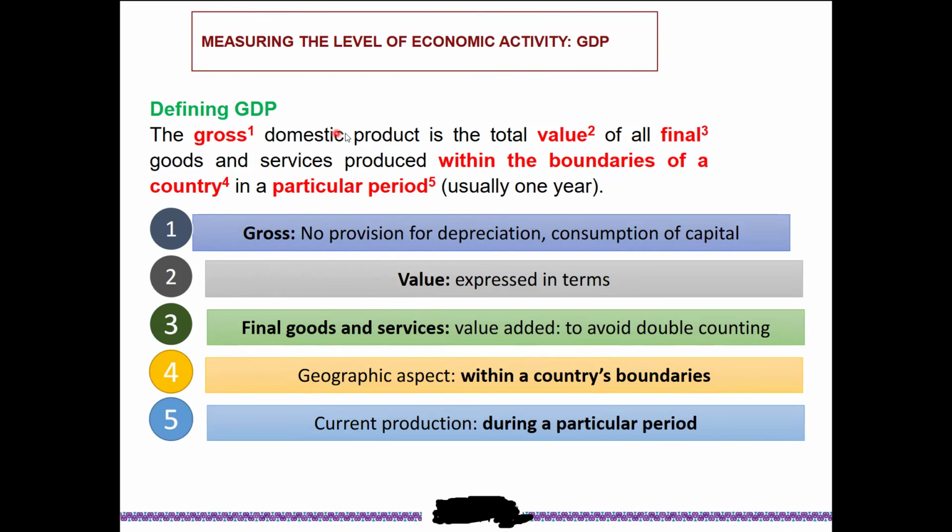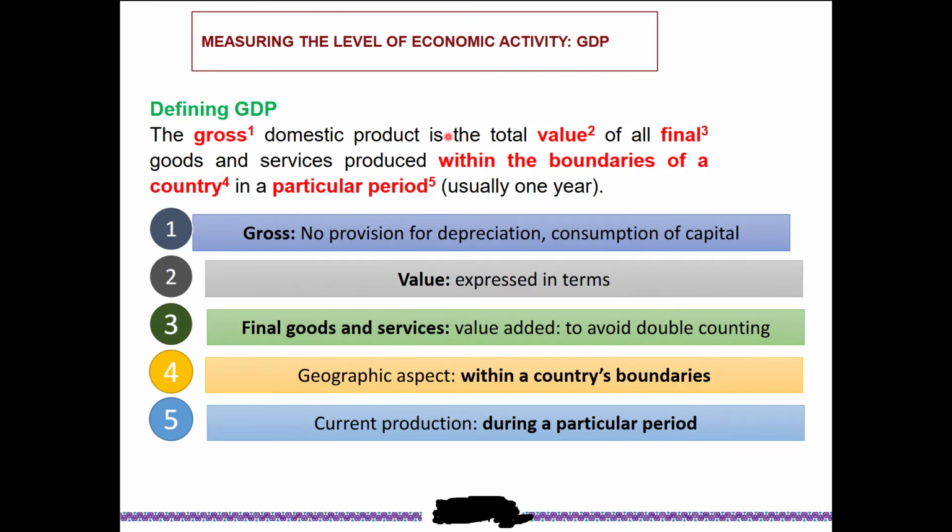Okay, so define GDP. We've already defined GDP. We said it's the gross domestic product. The gross domestic product is the total value of final goods and services produced within the boundaries of a country in a particular period. Gross means that there's no provision for depreciation or consumption of fixed capital. Value is expressed in monetary terms.